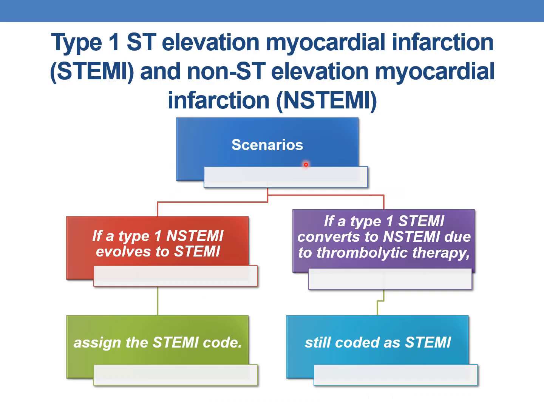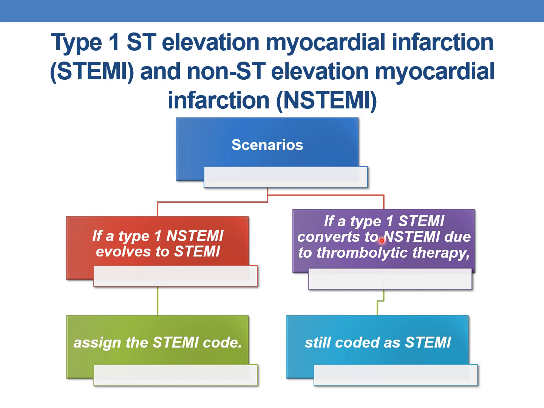Now, coming to the scenarios. The first case is if a type 1 non-ST elevation myocardial infarction evolves to ST elevation myocardial infarction. ST elevation myocardial infarction is more severe when compared to non-ST elevation myocardial infarction. So, whenever a type 1 non-ST elevation myocardial infarction progresses or evolves to ST elevation myocardial infarction, in this case, you need to code the ST elevation myocardial infarction code. Assign the ST elevation myocardial infarction.